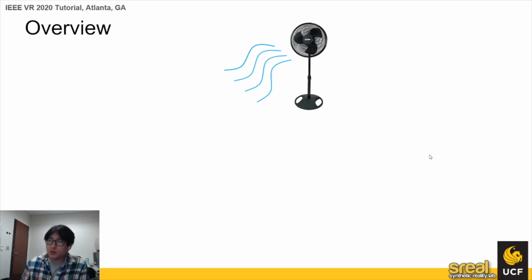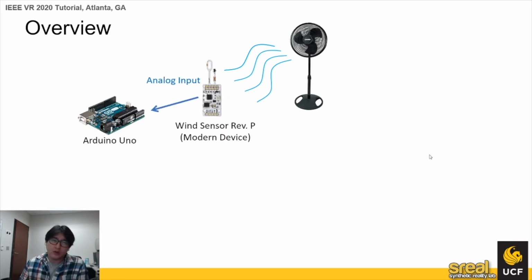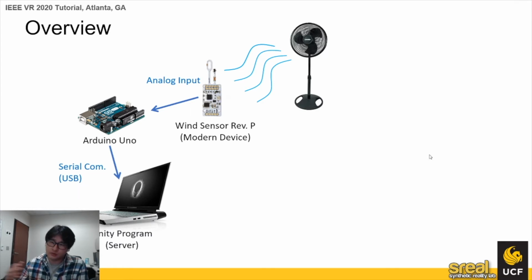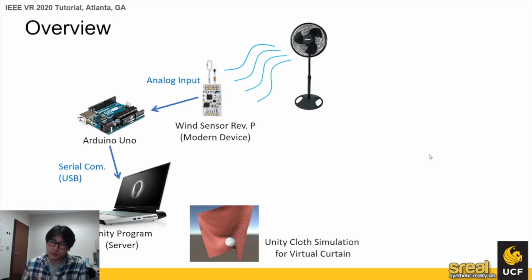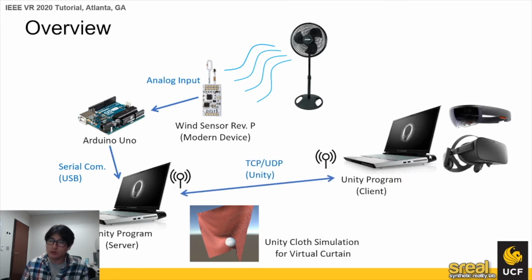For that, there is a wind, and we're going to use Arduino and the wind sensor to capture the real wind from the physical environment. Then the signal will be transferred to the Unity program through serial communication, which is a USB cable. In Unity, we're going to use Unity cloth simulation to make the virtual curtain behave. And if we have time, we're going to have a server-client communication so that we can use a different platform for the user studies.